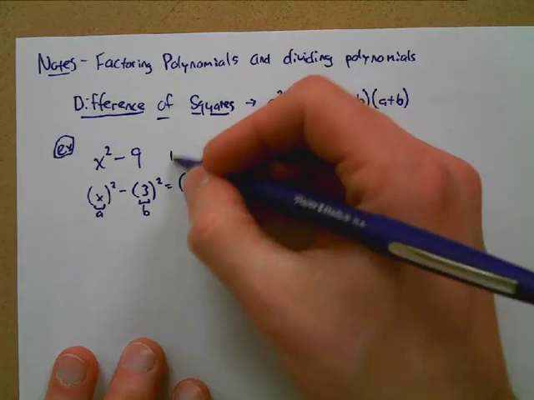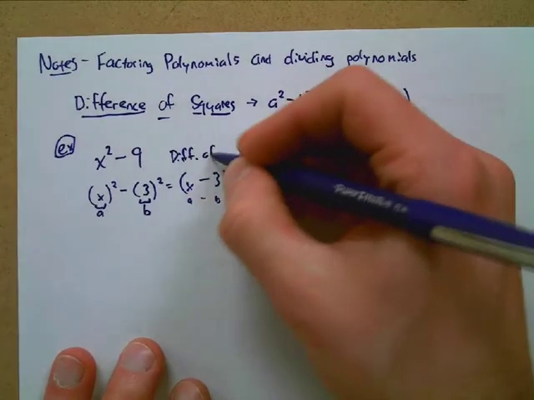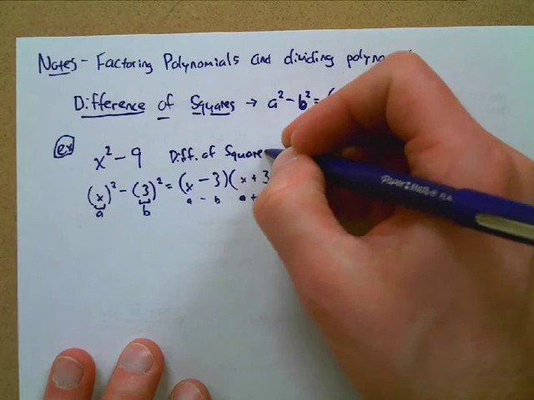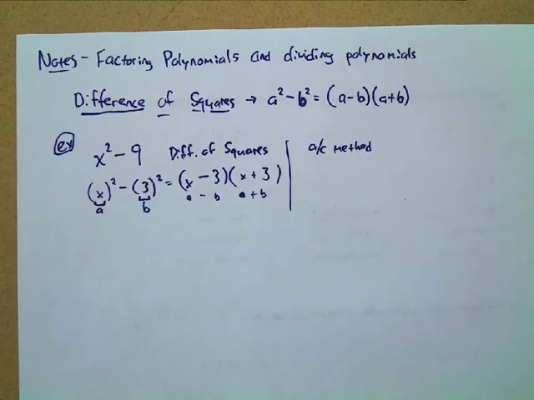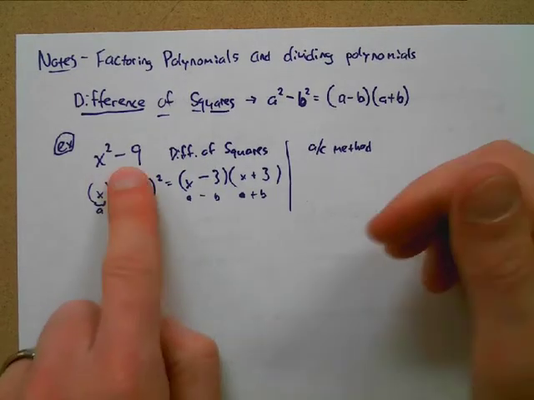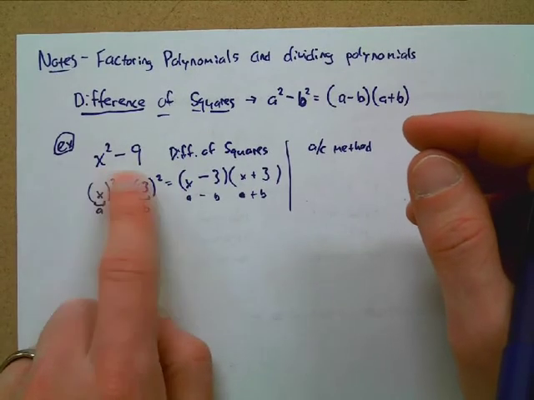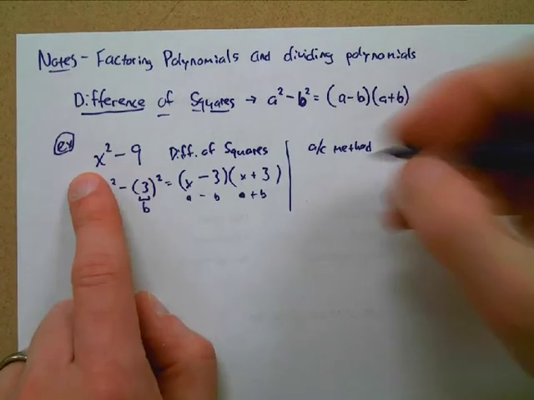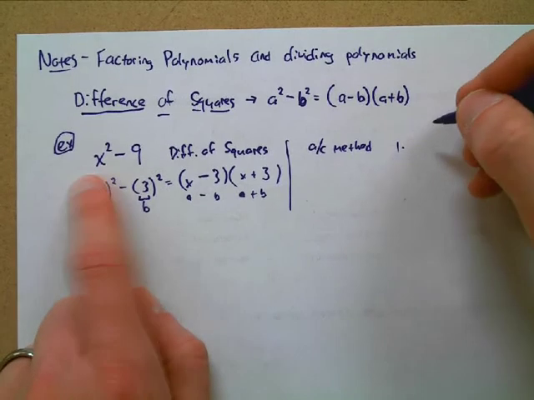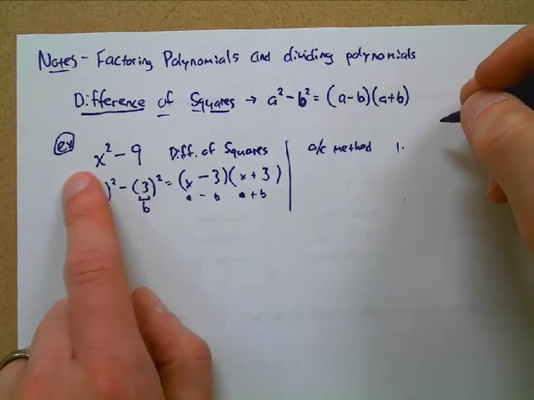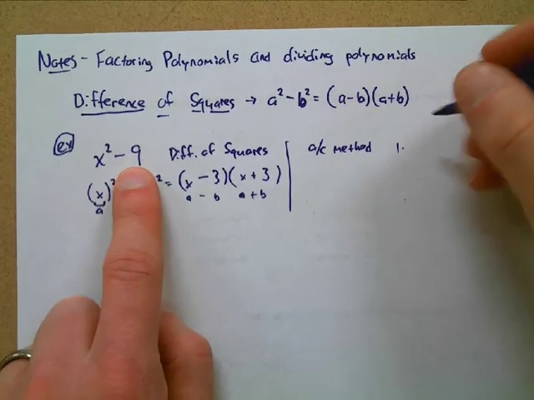So we did difference of squares here, and I'll do the AC method here. What is our a in this quadratic? What's our lead coefficient here? 1. Okay. So it's going to be 1 times what's our c term? What's our constant term? It's going to be negative 9. So we get negative 9.